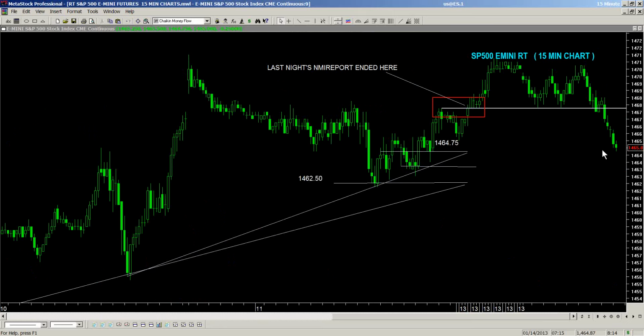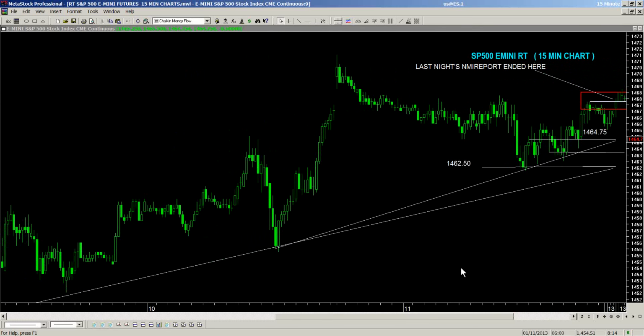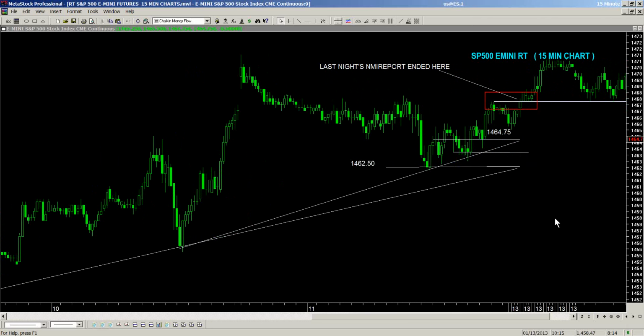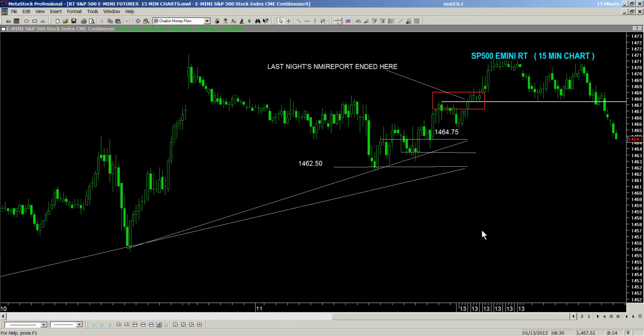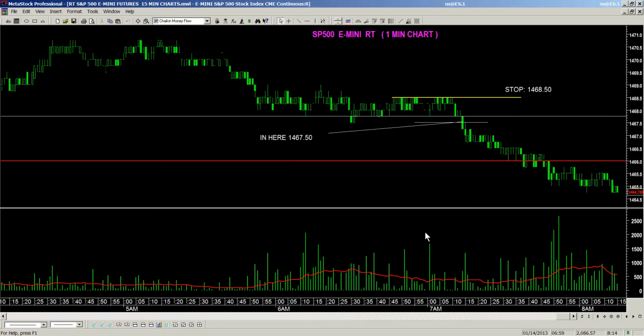Here we are. Again, this is where we were on the report last night, talking about a high probability setup to the downside because of all of our analysis combined, leading us to the conclusion that this would more than likely be what would happen.